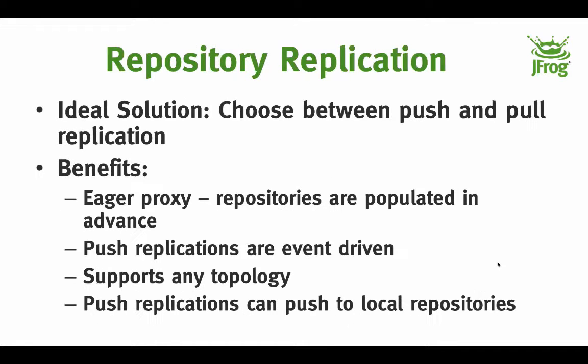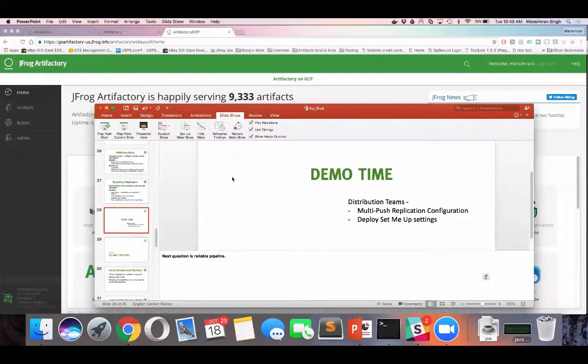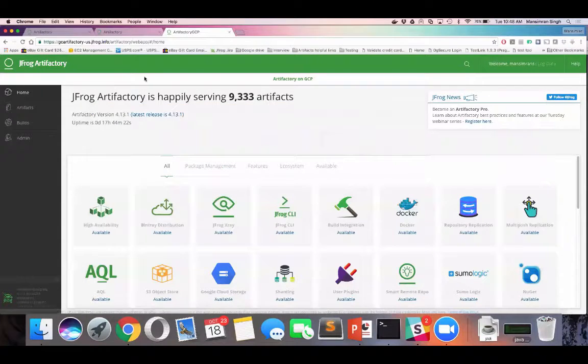So we were here, and now we need to talk about the multi-push replication, how that's configured, and I will be going through a demo in which I'm going to publish an artifact at one site, and it's going to be replicated to 2 other sites instantaneously. So for that, let me jump into Artifactory. So you can see that this is the first Artifactory instance, this is the second Artifactory instance, and this is my third Artifactory instance.